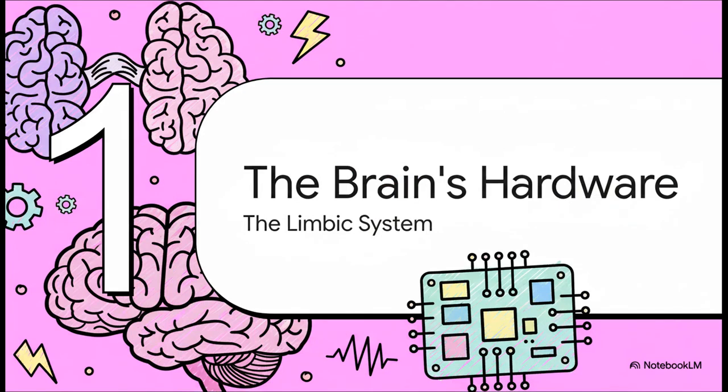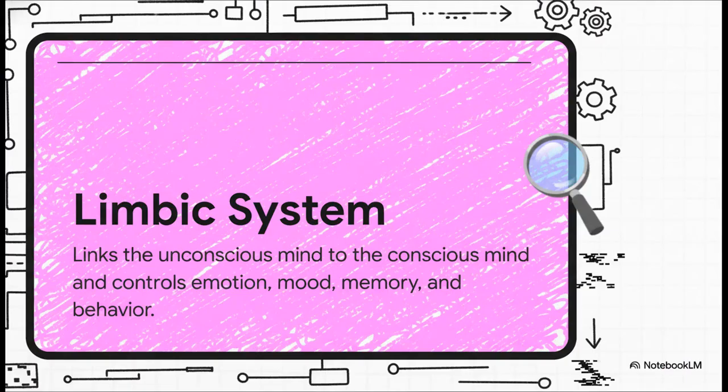Every single computer needs a core processor, right? A CPU. Well, in our brain, the central processing unit for everything to do with emotion and memory, that's called the limbic system. So what does this limbic system actually do?